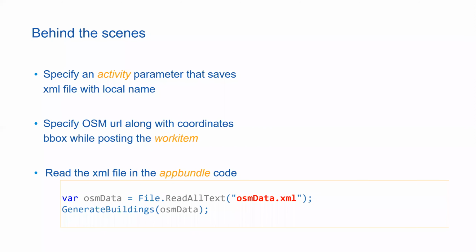Okay, once your app bundle, your add-in code runs, you know where the data is, you can read it, and you can generate buildings by passing that data. Generate buildings is one complicated code. It has been open sourced. I put the link to Tiago's GitHub repository in the first page where we had his picture.